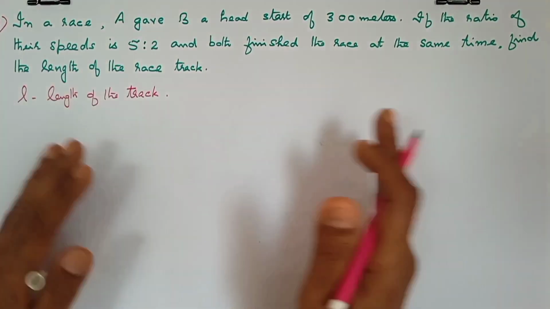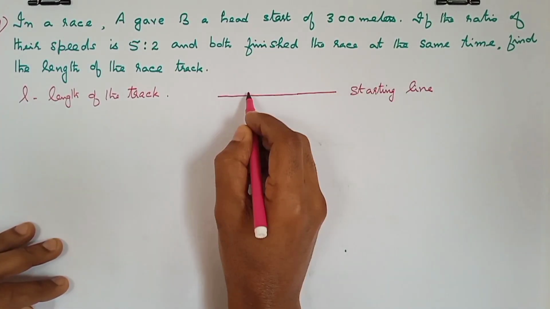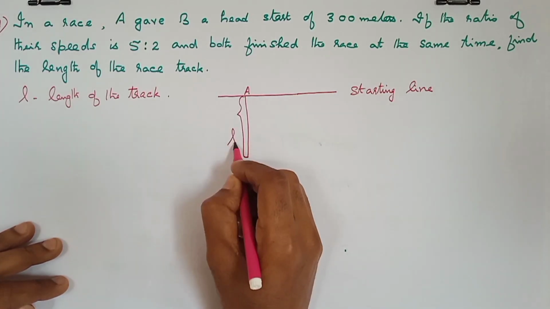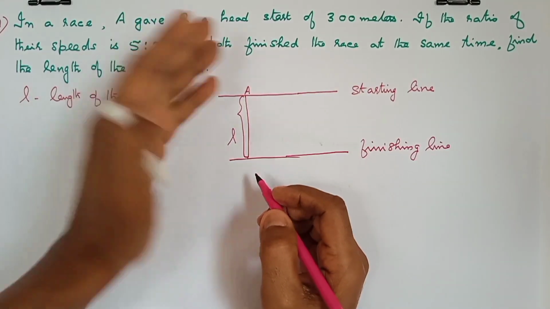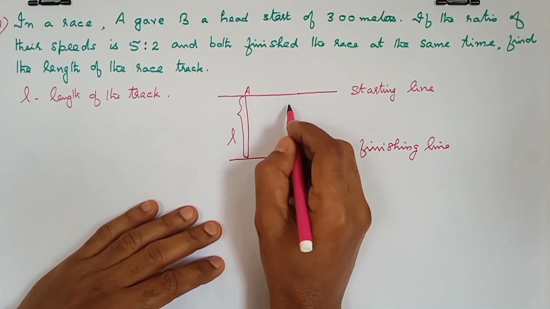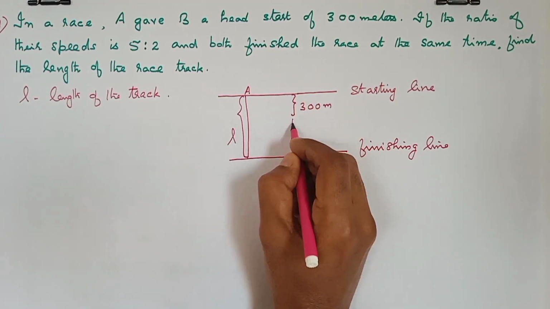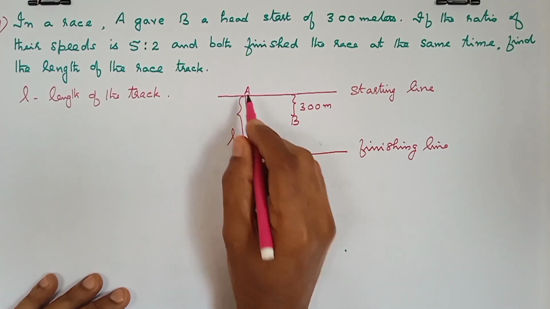Let's draw the diagram for the problem given here. Let this be the starting line. A standing here. This is the length of the track and this is the finishing line. Here the problem says A gave B a head start of 300 meters, means B stands 300 meters ahead of A when the race starts. So B is starting here, A is starting here.